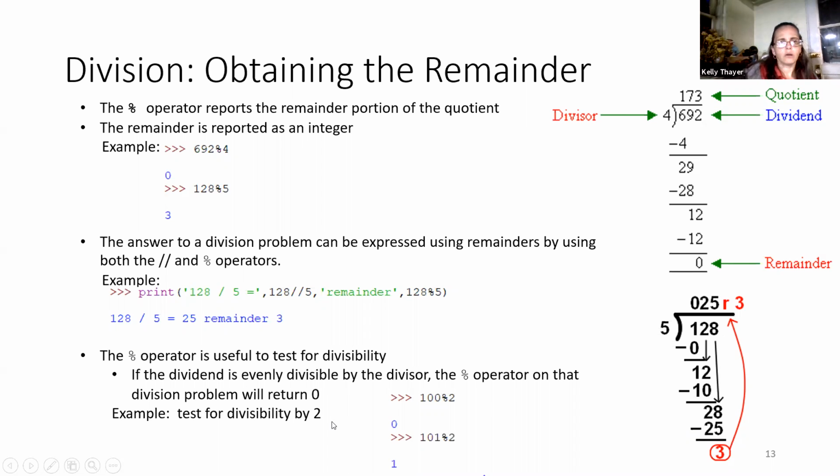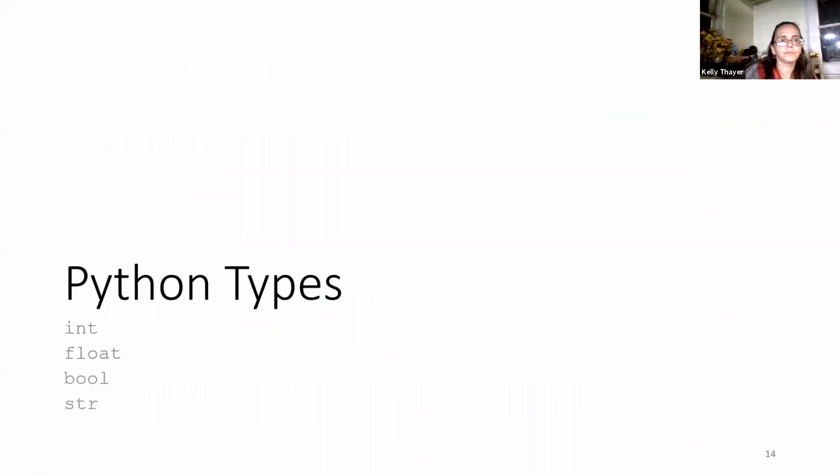Note that the percent operator is very useful to test for divisibility. If the dividend is evenly divisible by the divisor, the percent operator on that division problem will return 0. So this can be useful if we want to know if something is evenly divisible by something else. We could use this for divisibility by 2, for example. Here we can do 100 % 2 and we get 0, so we say, yes, it is. But if we do 101 % 2, we're going to get back 1 because it's not evenly divisible. So you see, we can make a very useful test.